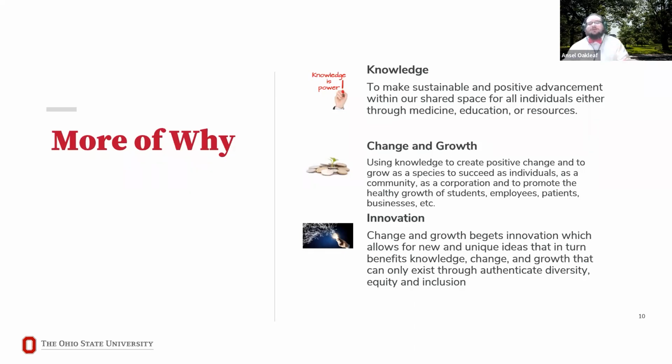And eventually we come to the conclusion of, wait, we want knowledge. We want to be able to make sustainable and positive advancements within our shared space. This shared space represents so much. It could be in the field of medicine, education, or resources out to the community. This is corporate, this is private, this is public. We all can make sustainable and positive advancements by knowing what our DEI data looks like and what it's telling us. So now we're moving towards knowledge, and through knowledge we can start looking at what we can change. Can we grow from this?